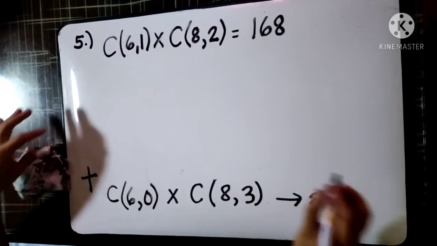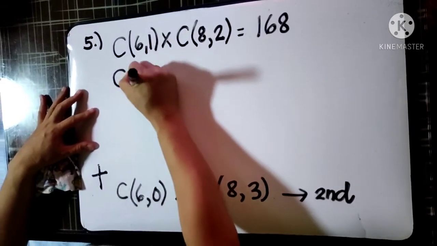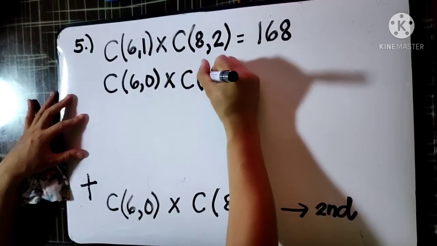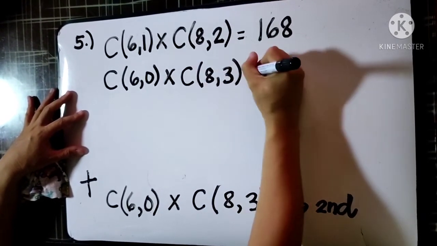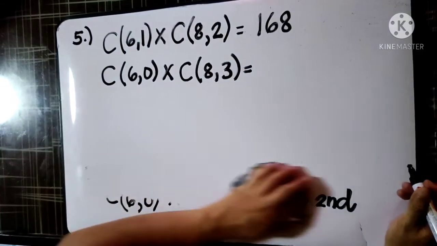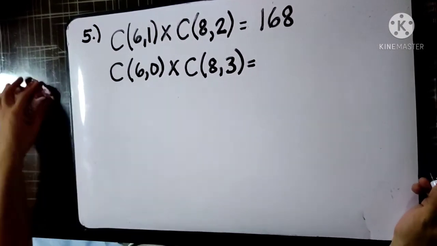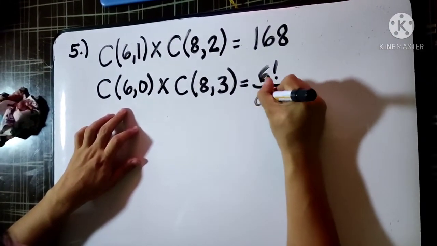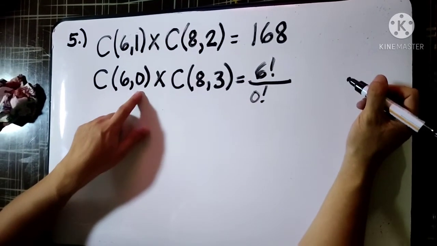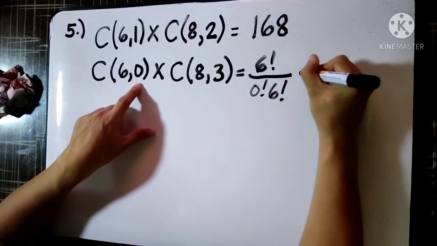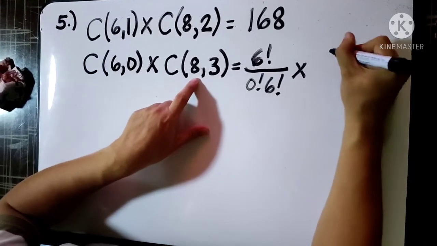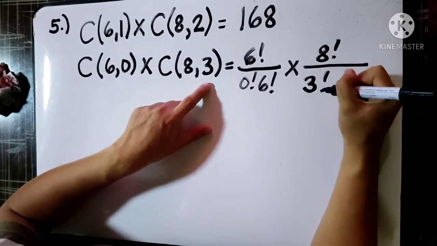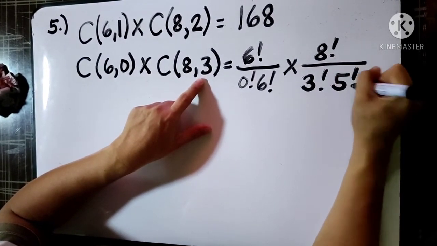So this time, let us solve for the combination of 6 taken 0 times the combination of 8 taken 3. So this is equal to, applying the formula of combination, 6 factorial over 0 factorial, then 6 minus 0 is 6 factorial, times, copy, 8 factorial over 3 factorial. 8 minus 3 is 5 factorial.